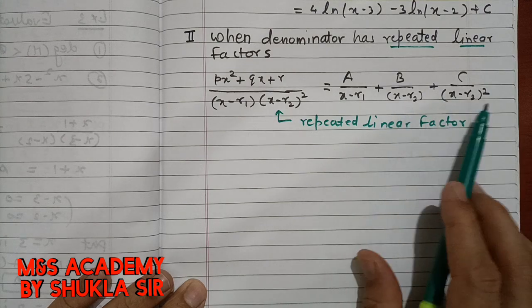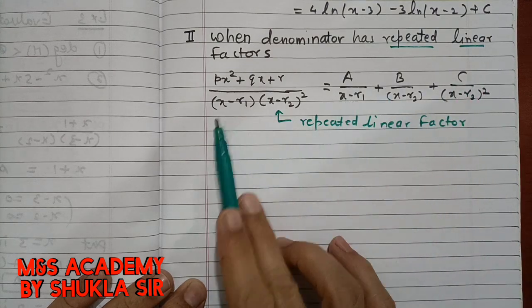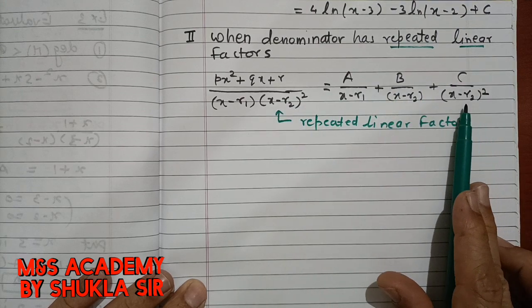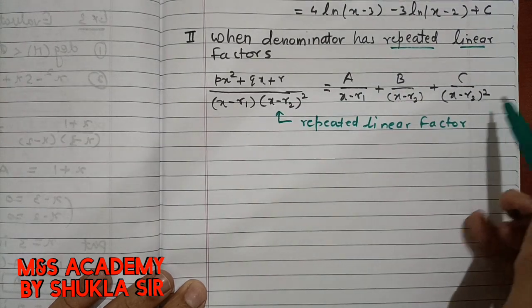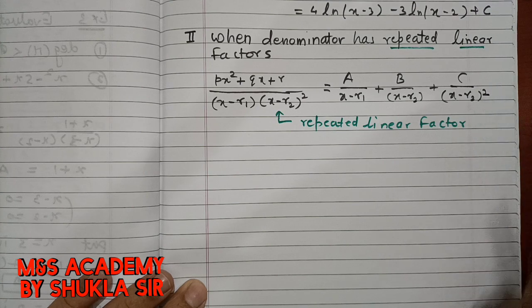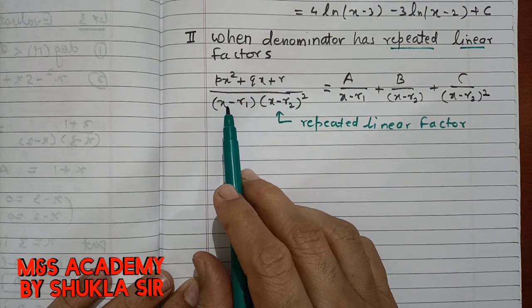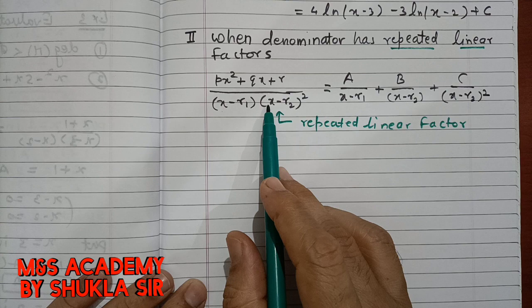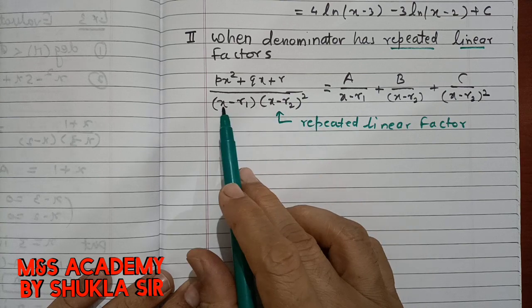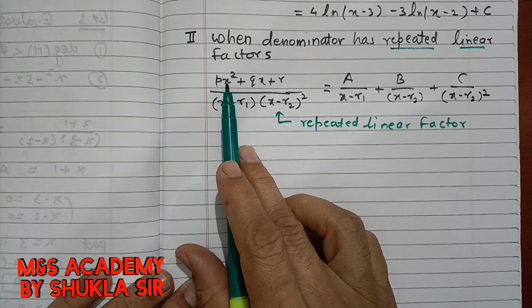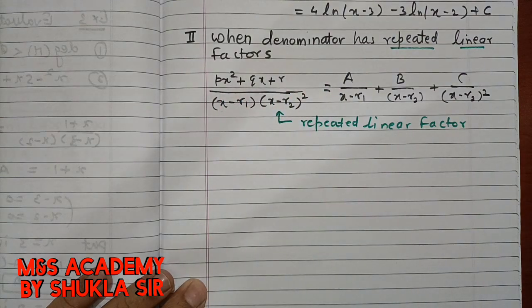So here one time, this is 2 times, so see A for the first factor, B for the second factor and C for the third factor, but since both the factors are the same, it is repeated 2 times, so we'll write 2. Now this is proper, degree 1, and this, if you expand, you will get degree 2, so 2 plus 1 is 3, and the numerator has 1. So obviously this is a proper rational fraction.